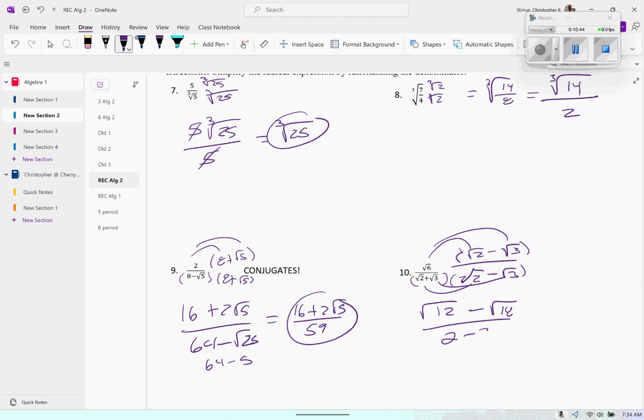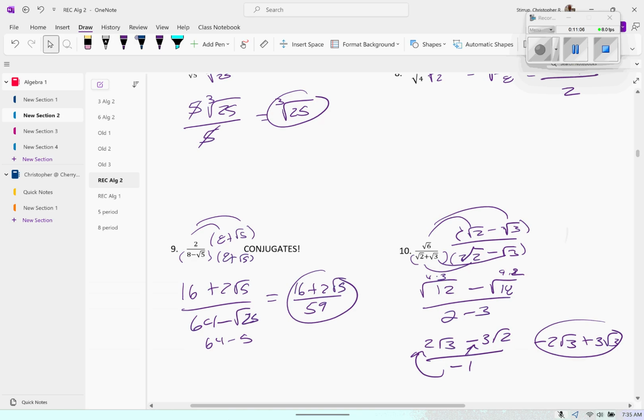Root 9 is 3. So 12 breaks down to 4 and 3. So the square root of 4 is 2, 2 square root 3. That's going to be the same thing as 9 times 2. So that's going to give me minus 3 root 2 all over negative 1. Distribute this negative here and here. And so that's going to give me negative 2 root 3 plus 3 root 2. And there's our answer.